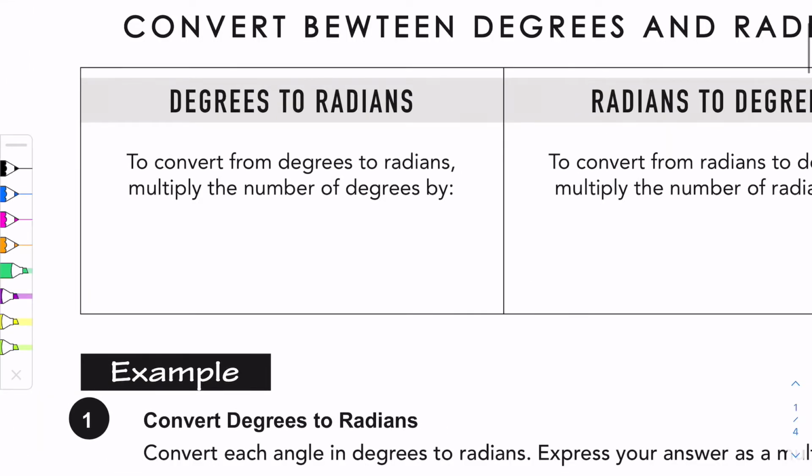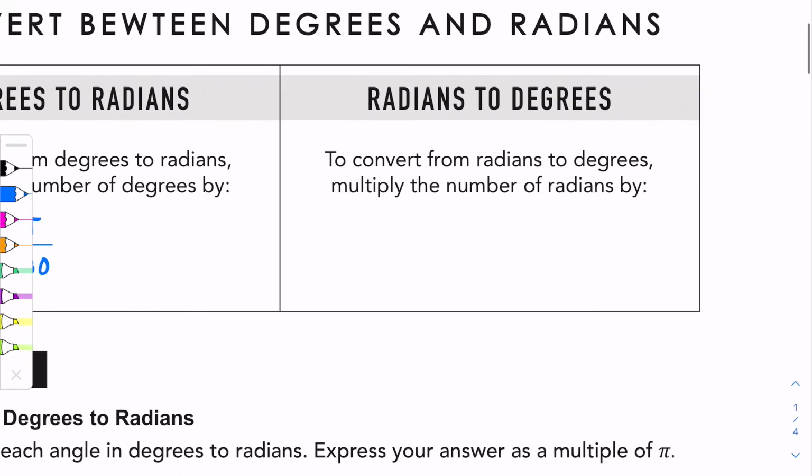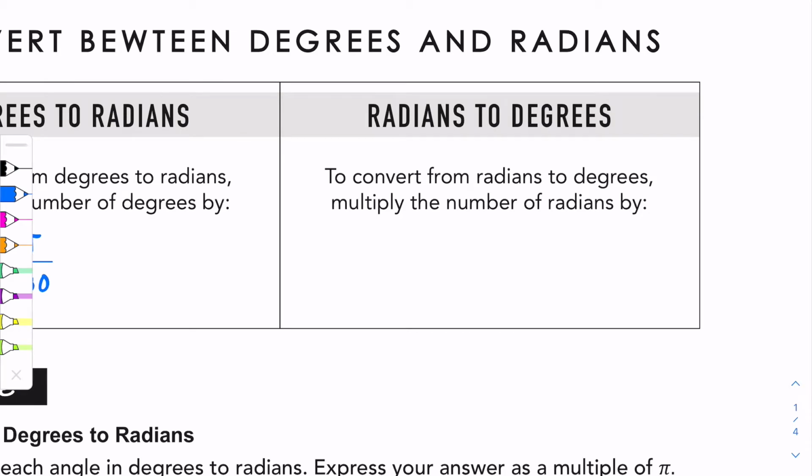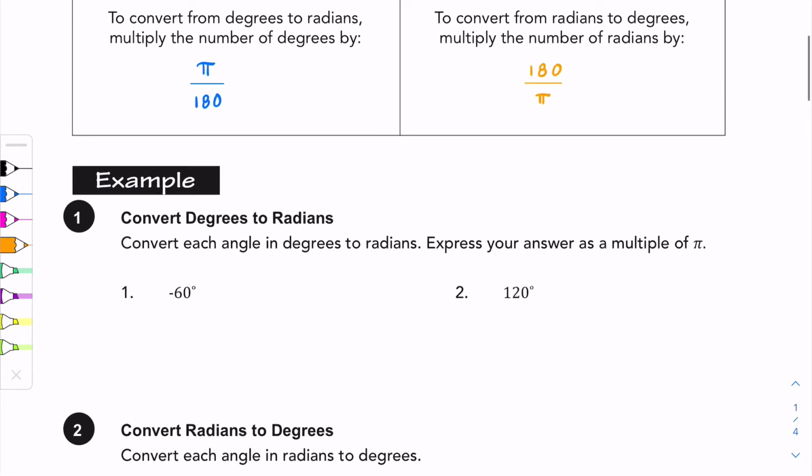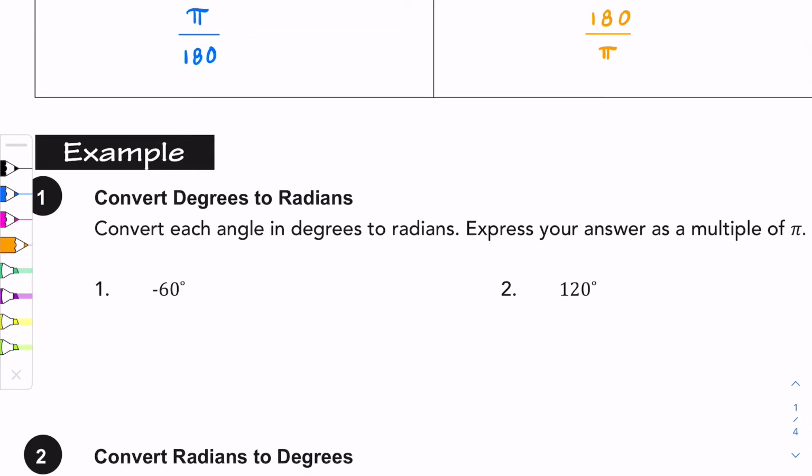If you're converting from degrees to radians, you need to multiply the number of degrees by pi over 180. And if you're converting from radians to degrees, you need to multiply the number by the opposite, so that would be 180 over pi. And to just see what this looks like when you're actually converting, let's take a look at the examples.